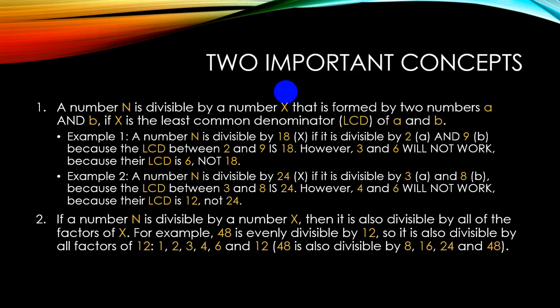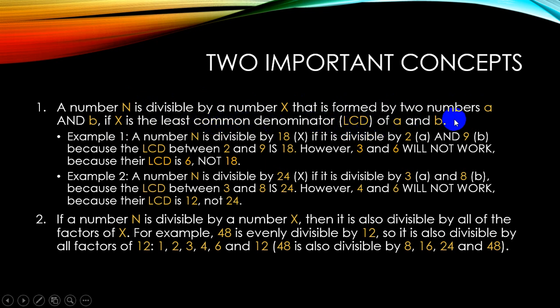So we're going to look at two important concepts when we're looking at numbers. We did 1 through 11. We're going to look at numbers between 12 and 100, and we're going to leave some out because some of them are so advanced. There are two important concepts here. Take a number, n. If it's divisible by another number x, which is formed by two numbers a and b, if x is the least common denominator, LCD, of a and b.